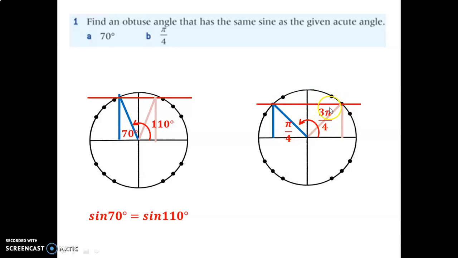So I need the same y value. Same sine value means same y value. So I need the same height. I need a triangle that has the same height as this one. So here's this one. I need to draw it over here because that has the same positive y value right here. So pi over 4 goes here because pi over 4 would be this corner here in this triangle, and now I made a reflection of it, so pi over 4 is here.